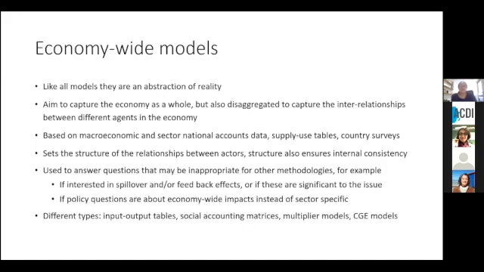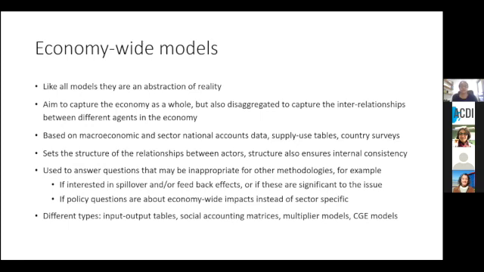So to start, let's talk about economy-wide models. Like all models, economy-wide models are abstracts of reality. They are economy-wide because they aim to capture the full economy, including the relationships between various agents in the economy. These include firms, households, enterprises, government, and international trading partners. Economy-wide models are based on national data, which include macroeconomic and sector data from the national accounts, but also supply-use data, which provide information about the trades between economic agents.